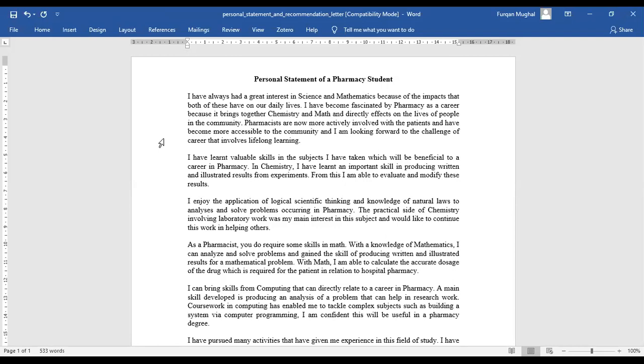So that personal statement needs to be in first person. I have always had a great interest in science and mathematics because of the impact that both of these have on our daily lives. I have become fascinated. So this starts with I.